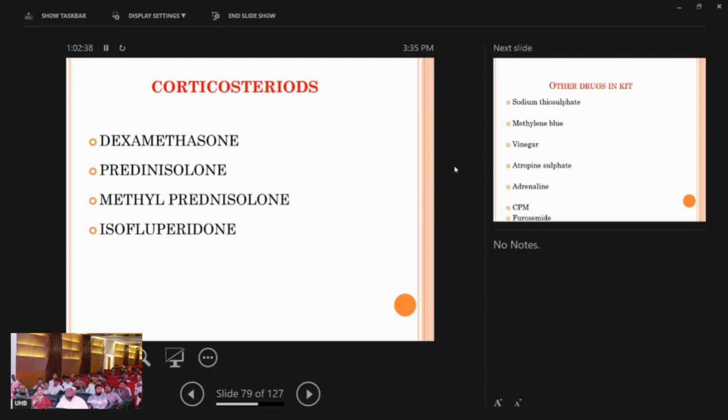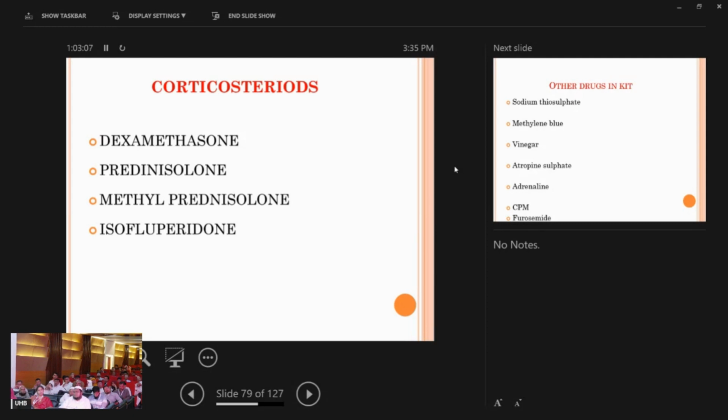Methylprednisolone is available in two forms: one is methylprednisolone succinate, another is methylprednisolone acetate. Acetate is for intra-articular preparation. Methylprednisolone succinate is for IV preparation. This succinate is commonly used in small animal practice, in dogs. And prednisolone is commonly used in dogs for immune-mediated disorders. That is it. Isoflupredone, as I already told, is not available here.